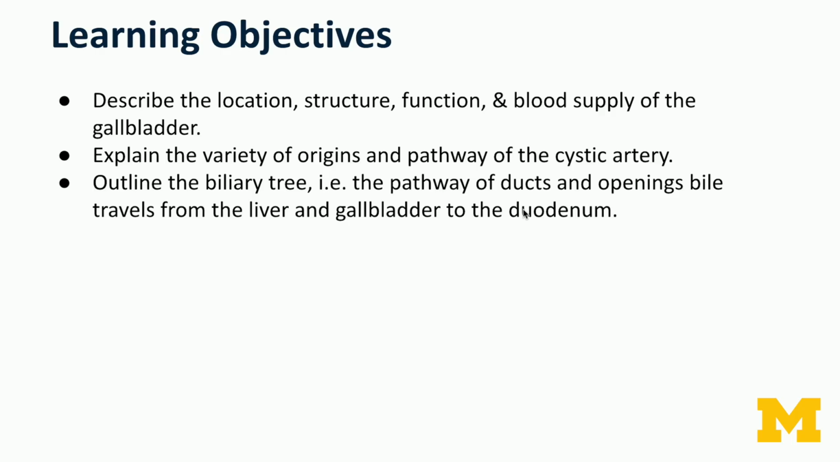So we've discussed the location, structure, function, and blood supply of the gallbladder. We've discussed the myriad of origins and the pathway of the cystic artery and why we would want to ligate that for a cholecystectomy. We've also outlined the entirety of the biliary tree, both the proximal and distal pathways, as well as where that biliary tree joins with the main pancreatic duct through the hepatopancreatic ampulla, through the major duodenal papilla, and into the second part of the duodenum.